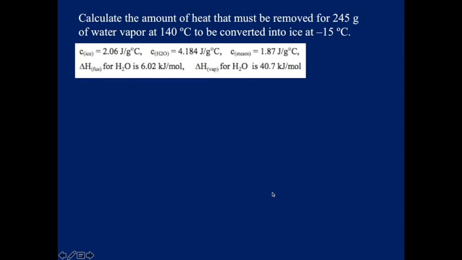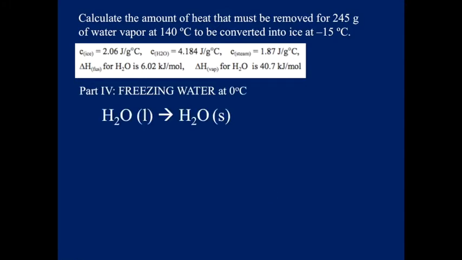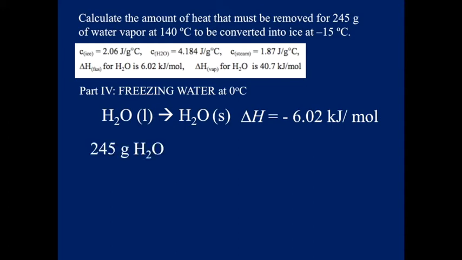Now I have to take liquid water at 0 degrees Celsius and turn it into solid water at 0 degrees Celsius, also called ice. I have to remove 6.02 kilojoules from each mole of water to make this happen. Now, I did calculate moles earlier, but just to remind you, I still have 13.6 moles of water. I'm assuming that no water is lost in this process, even though that's not entirely true.